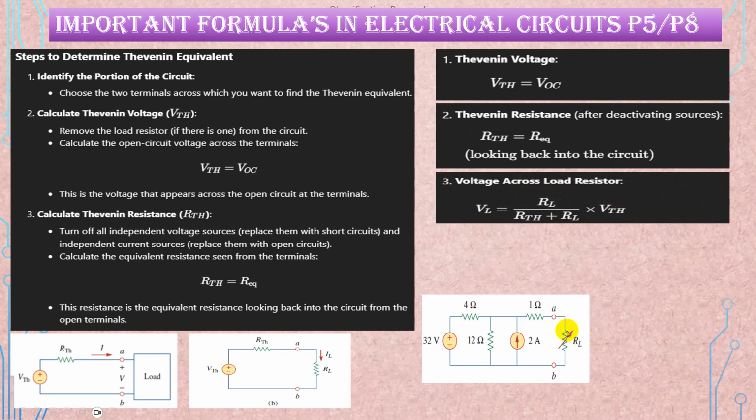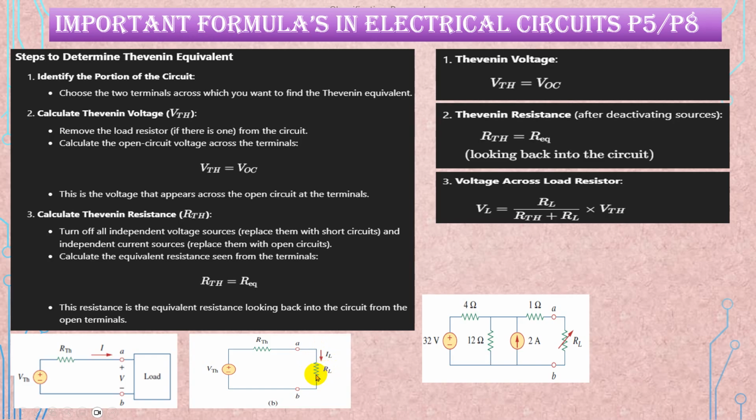Now the equation for VL. What is VL? The voltage across the resistance is given by the voltage division rule. What is the total current here? V Thevenin divided by R Thevenin plus RL will give the complete current. Multiply with RL and you get the voltage across this resistance. So VL is equal to RL divided by R Thevenin plus RL, multiplied by V Thevenin. Like this we have to find the load voltage.